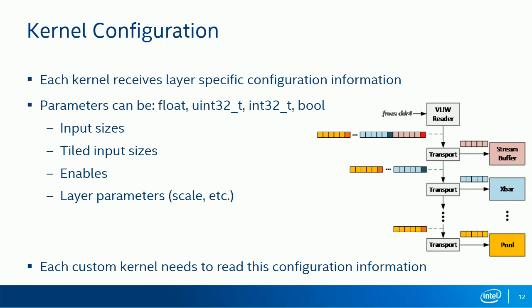When the DLA executes, each component of the DLA, which includes the processing elements, stream buffer, crossbar, and primitives, all receive configuration information from the instruction read from DDR. This is a very long instruction word, or VLIW.